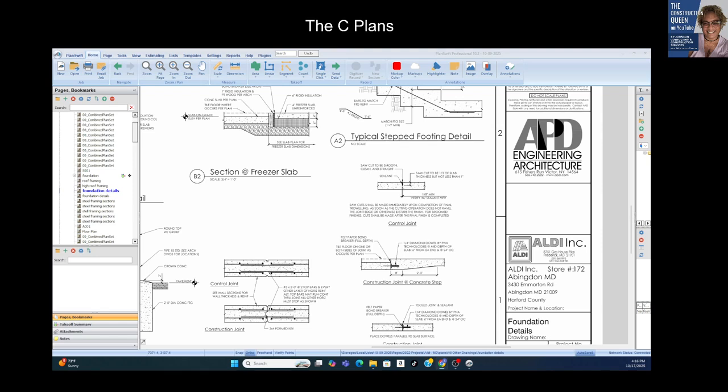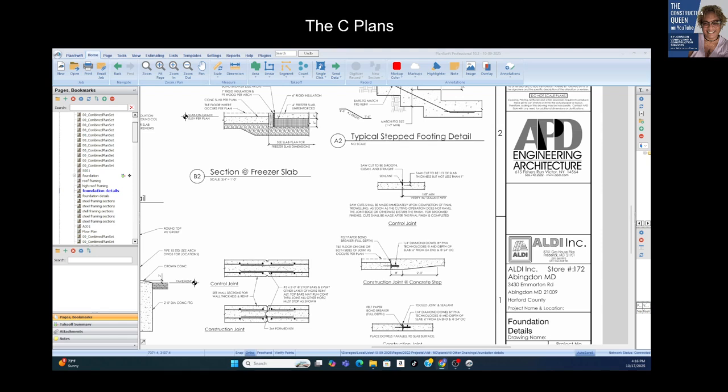And the notes, we know that the notes and the specifications tell us all about the means and methods, and the details show us details.